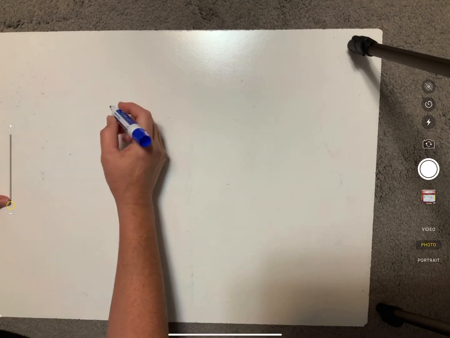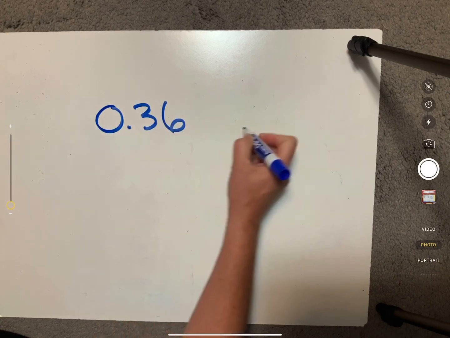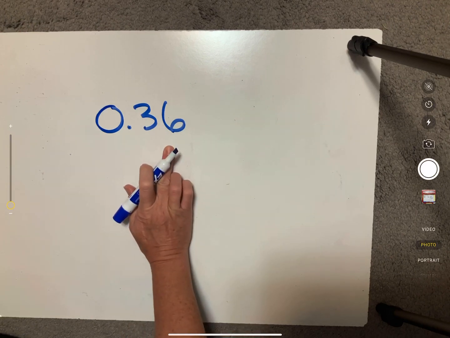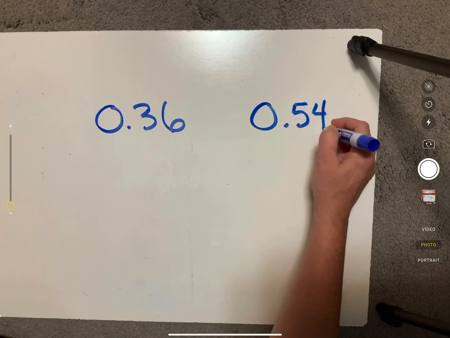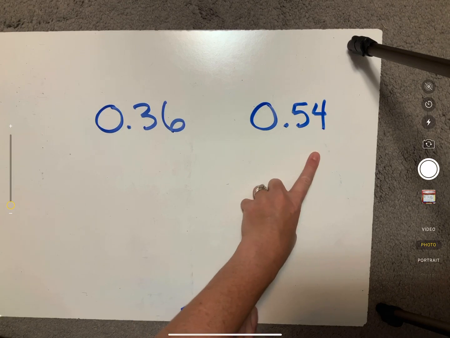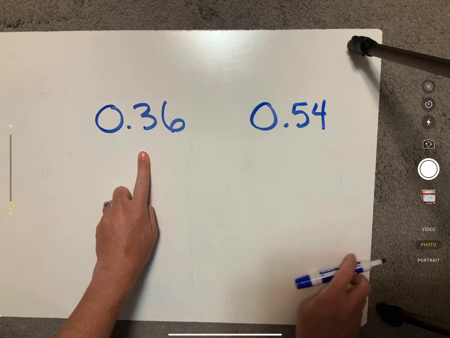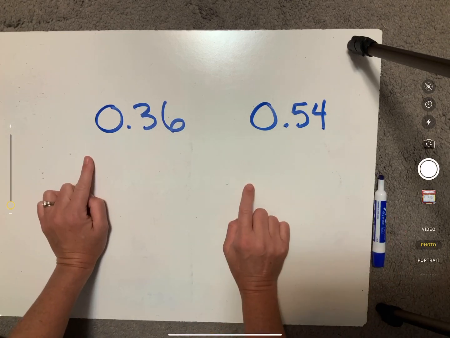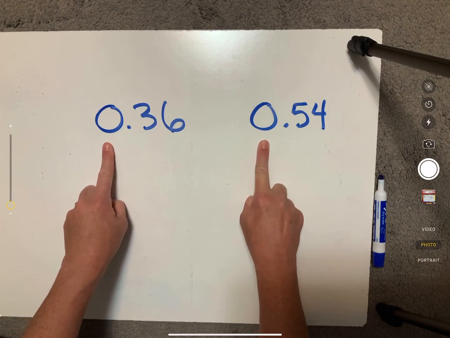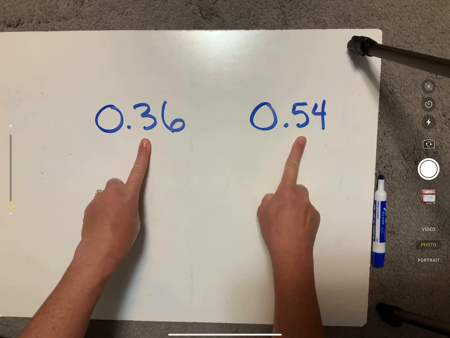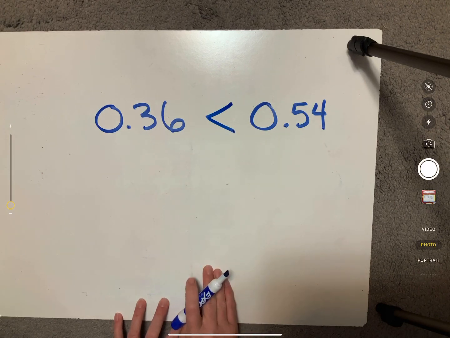So if we had, let's say, 0.36 or 36 hundredths, right? And let's say we had 0.54 or 54 hundredths, right? So we're going to use our math term. So this is 54 hundredths, 36 hundredths. So if we look at this, remember when you're comparing any number, you're going to be looking at the highest place value. So 0, they're the same. That doesn't help us. We're going to go to the tenths place, 3 and 5. So the 5 is going to be the largest, and that makes it our larger number.